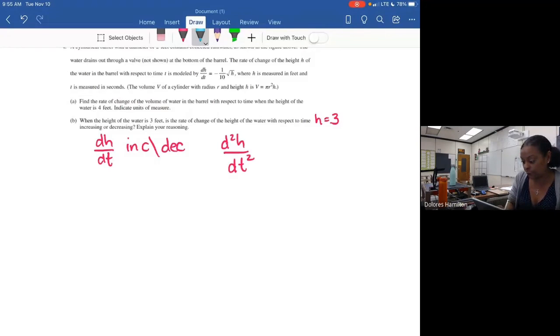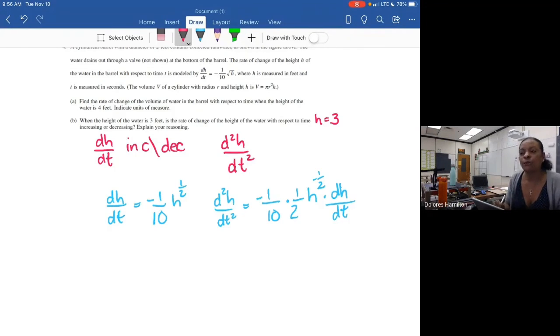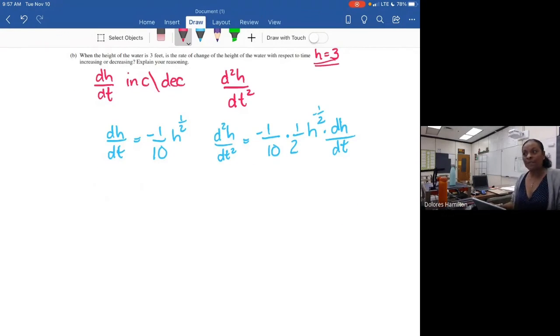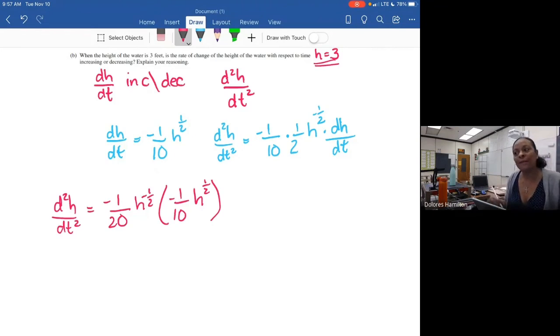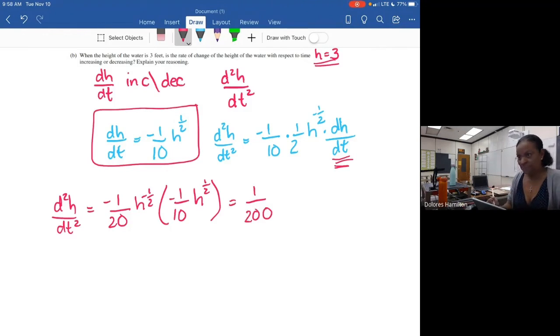So let's do it. So our dh dt equation is this. So let's take that derivative. So you'll notice when I did that derivative, we've got the constant, the negative 1/10, and the derivative of h to the 1/2 is 1/2 h to the negative 1/2 times dh dt, implicit. So now that I'm at this part, I then want to go back and say, well, what is dh dt? So then I replace dh dt with what it equaled, this. And so, folks, this now cleans up to give us 1 over 200.